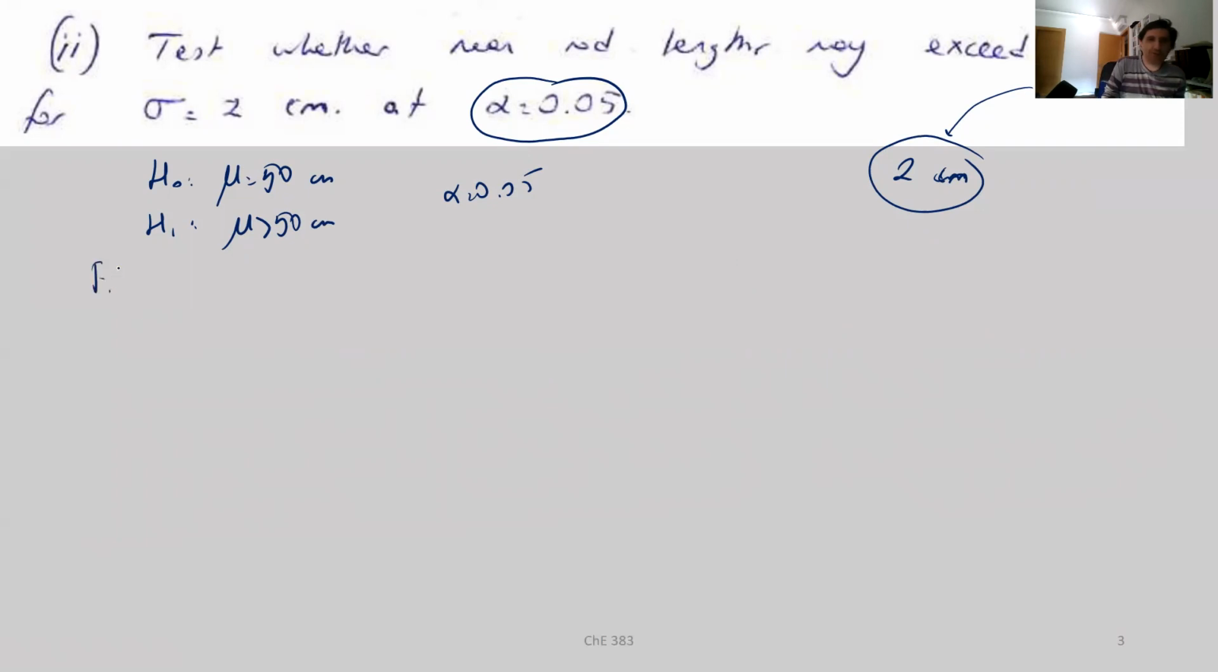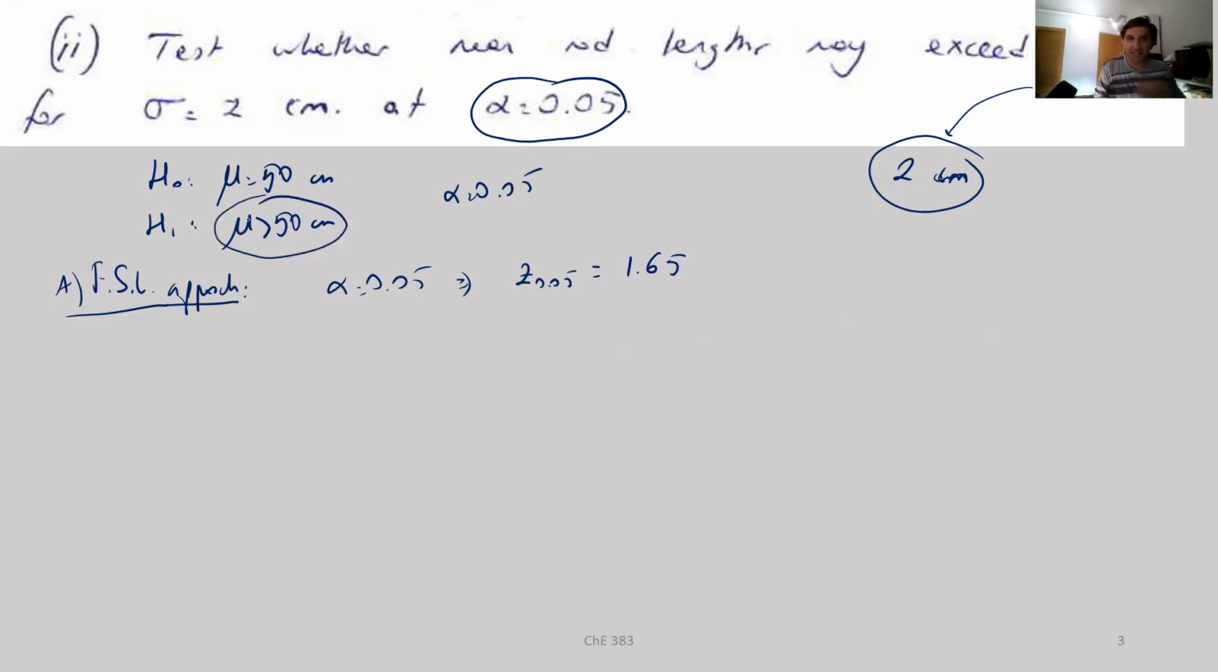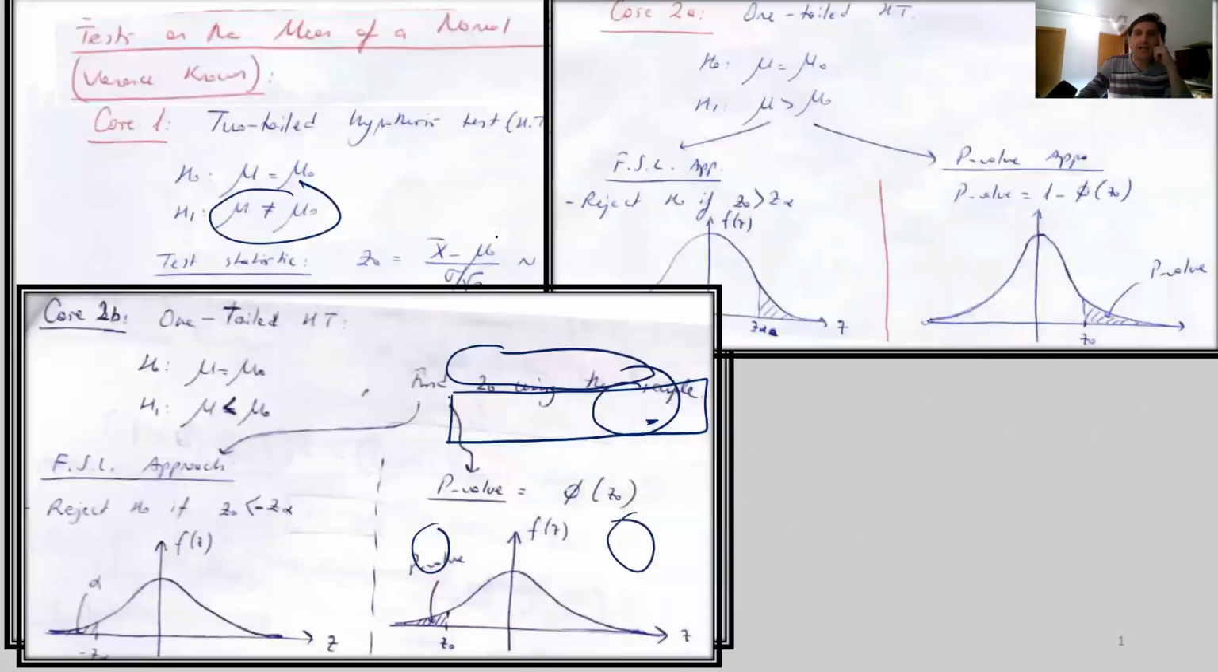But usually before that, in the fixed significance level approach, what do we do? First, we find the critical Z value. So alpha is equal to 0.05. Since this is a one-sided test, we would be only interested in the Z 0.05 value, which is going to be equal to 1.65. And note that since this is a right-sided, one-sided test, mu greater than 50 centimeters, we will be interested in the positive Z value. And how do I find this?